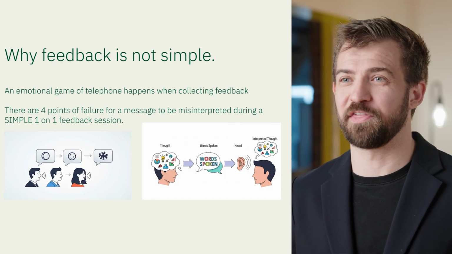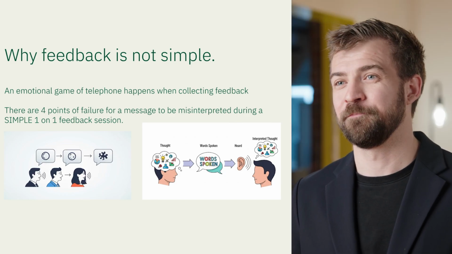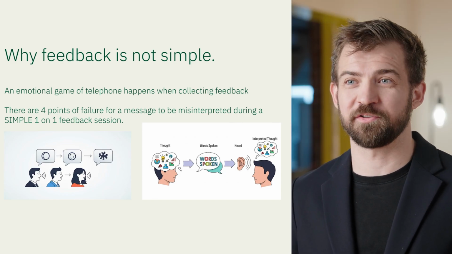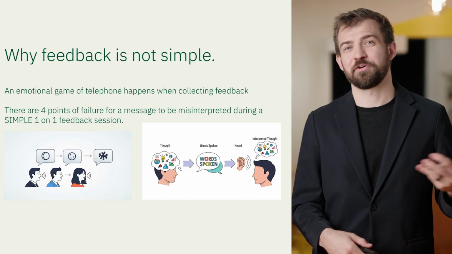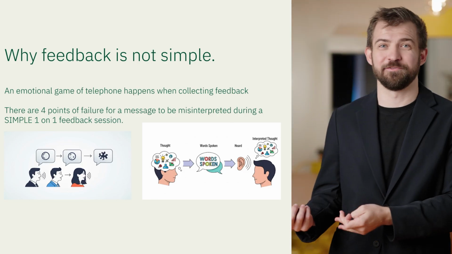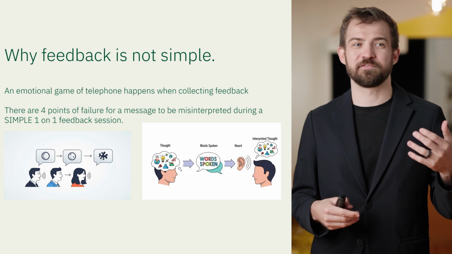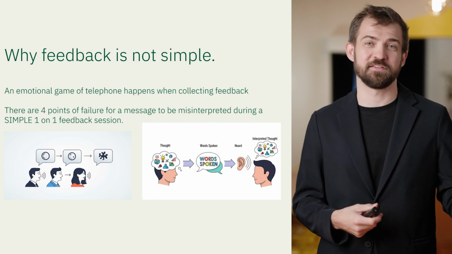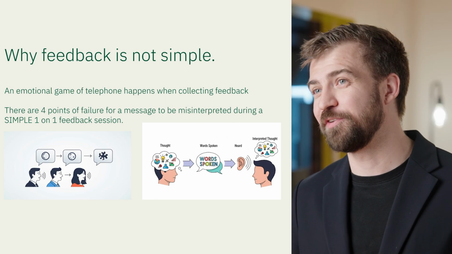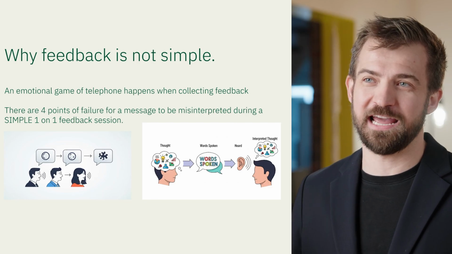Now, the second point of failure is the spoken words. A person might stumble, they might say the wrong thing. They might say it in the wrong tone that comes across as angry or upset. Now, the third point of failure is the person hearing it, right? The other person can get that wrong and perhaps take in a message that the person didn't intend. And the fourth point of failure is what's going on in the other person's head, right?